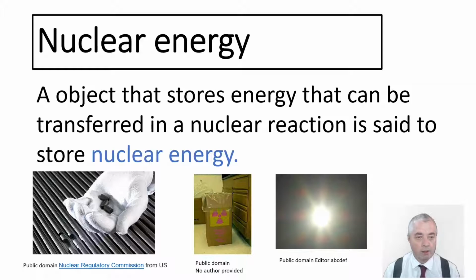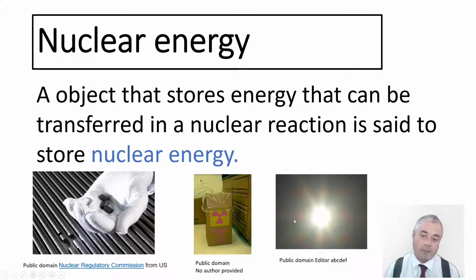Nuclear energy is energy that is stored in an object because it can be transferred by a nuclear reaction. So in all of these three pictures, we might say that there is energy in the nuclear store. These are pellets of nuclear fuel, uranium fuel, and these could be used in a nuclear power station. This is a container for collecting radioactive waste for careful disposal. The waste in there will store energy as nuclear energy because it's radioactive.